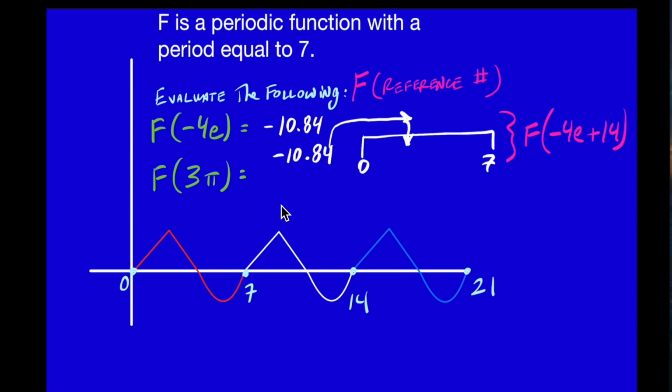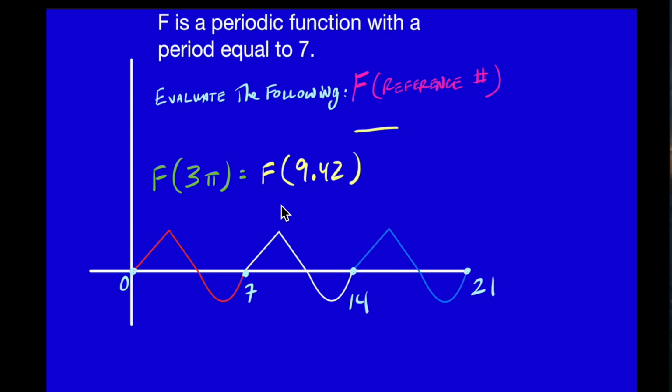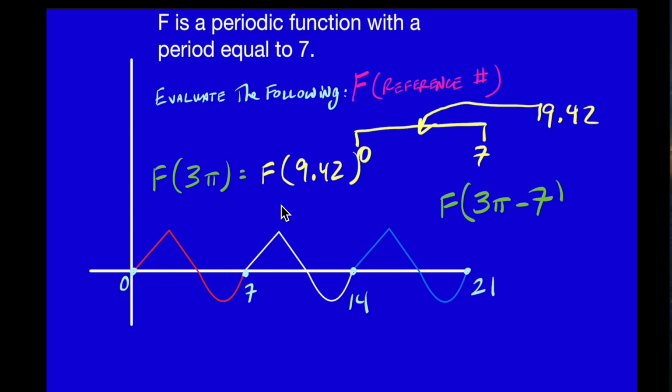Okay, let's look at 3 pi. 3 pi is going to be out of the reference zone because 3 times 3.14 is going to be greater than 7. Okay, so here we go. This is the same thing as saying f of approximately 9.42. Okay, 9.42 is out of the reference zone. The reference zone is between 0 and 7. We're out at 9.42. It's clear that if we subtract 7, we will be in the reference zone. So it's accepted practice to leave your answer as f of 3 pi minus 7.